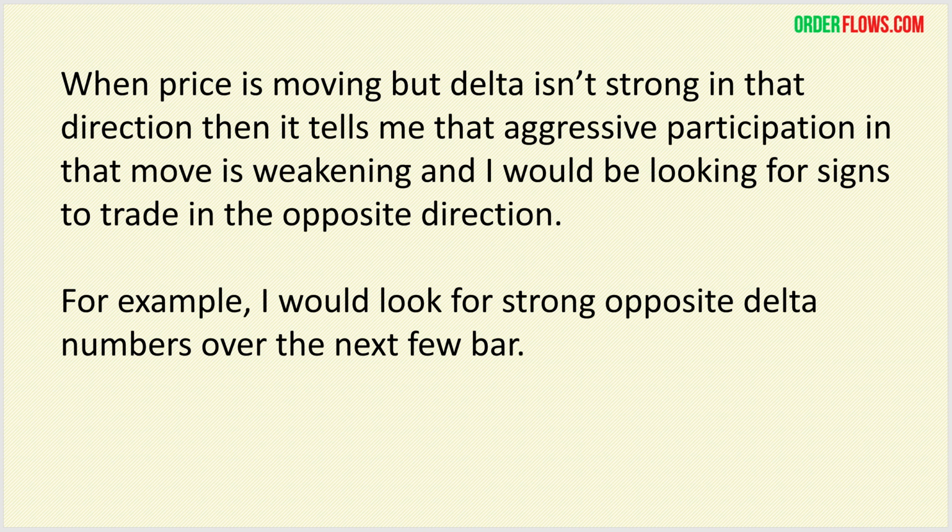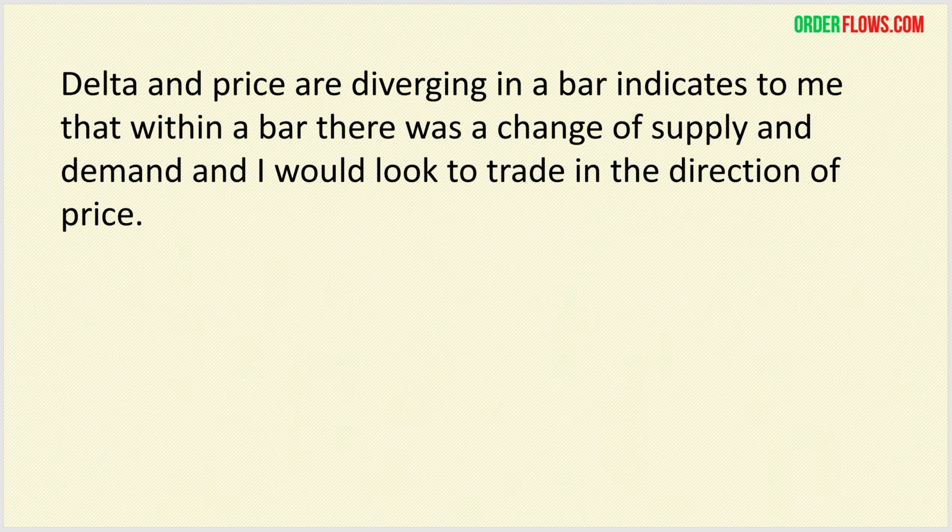when the market is going up, but it's going up on weaker Delta. Basically, it tells me the aggressive buying is still there, but it's just getting weaker. And then I'd be looking for the Delta to turn negative, either at the high or maybe a bar just after the high. And then I'd be looking for the strong negative Delta to come in. That tells me that selling is taking over.